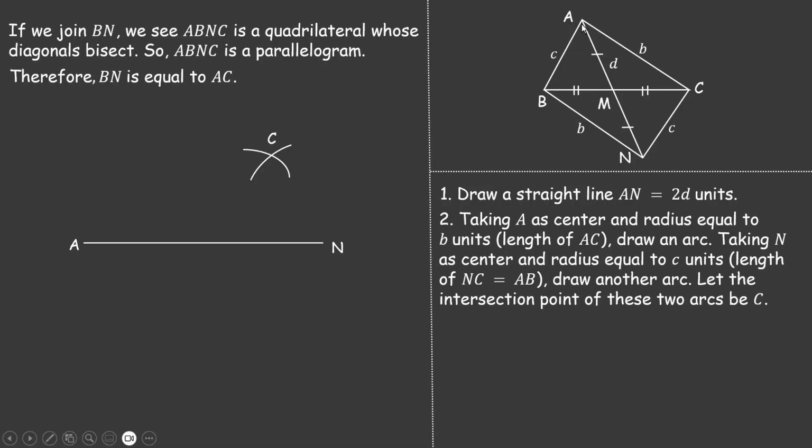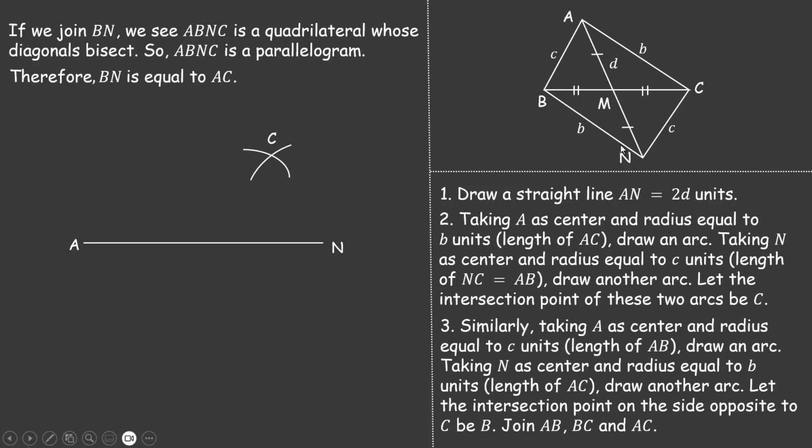So if you see over here, from vertex A, we can draw an arc of C units. And from vertex N, we can draw an arc of B units. So we'll take A as center and radius equal to C units, and draw one arc. Then taking N as center and radius equal to B units, we'll draw another arc such that the intersection point of these arcs lies on the side opposite of C. And we call this point B.